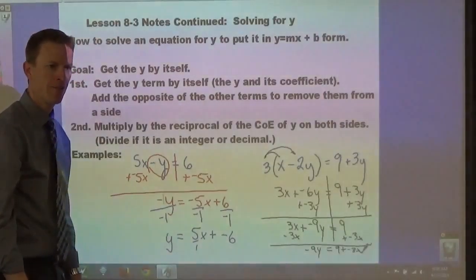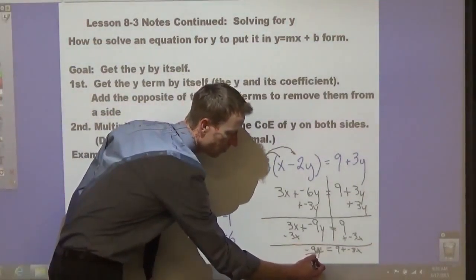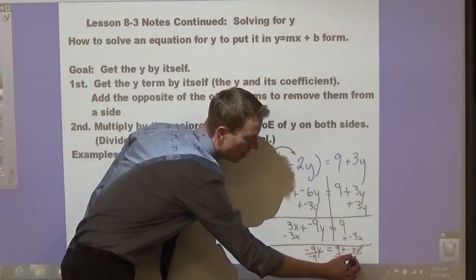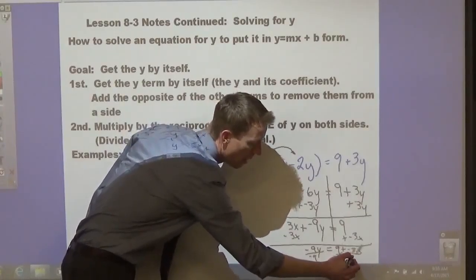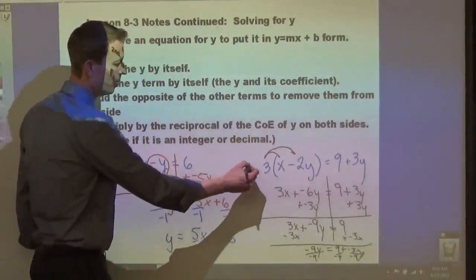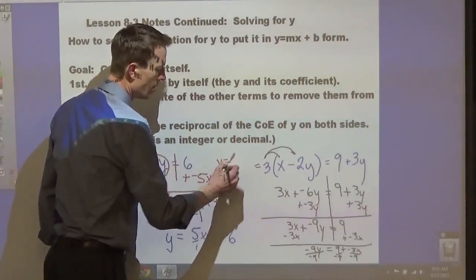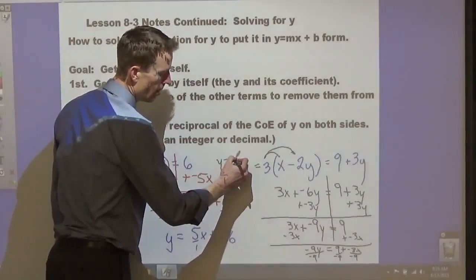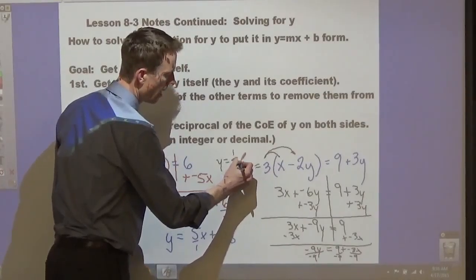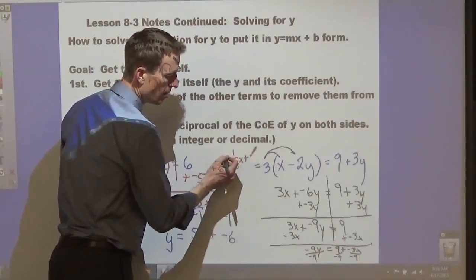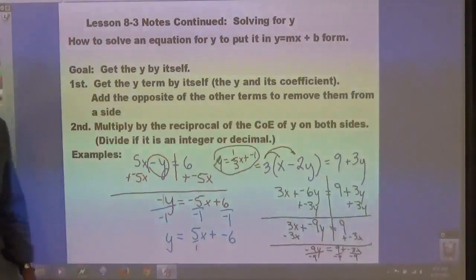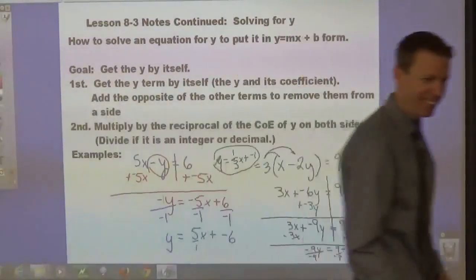And then divide by negative 9, right? 9 divided by negative 9 and negative 3 divided by negative 9. So this equals positive 1/3 x plus negative 1. Okay?